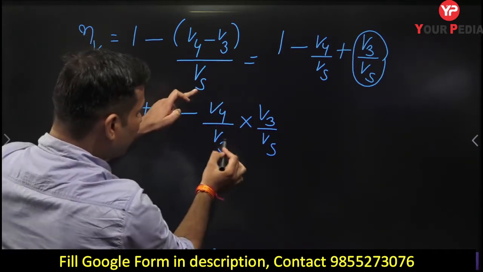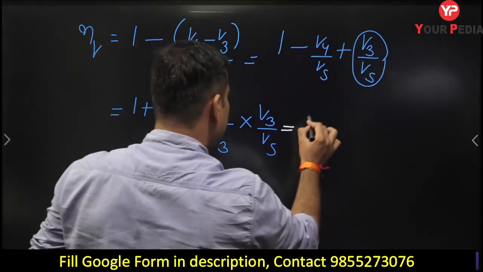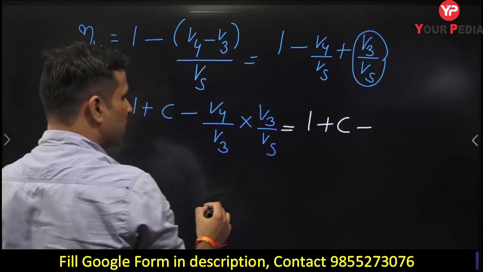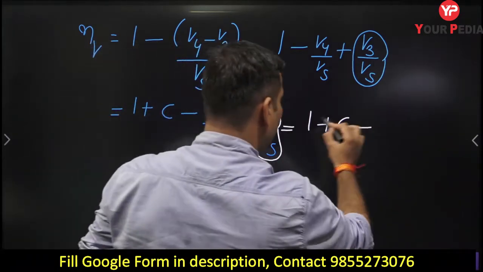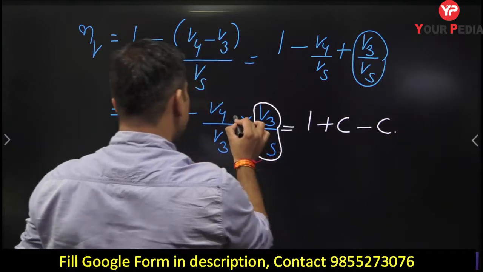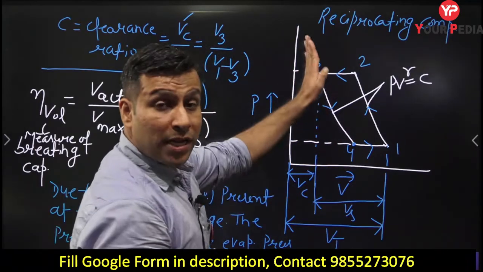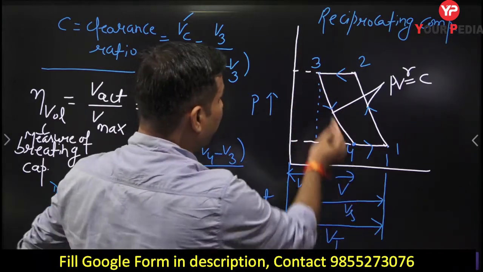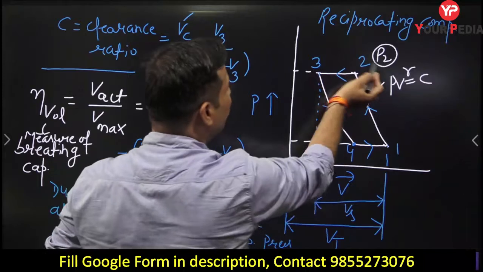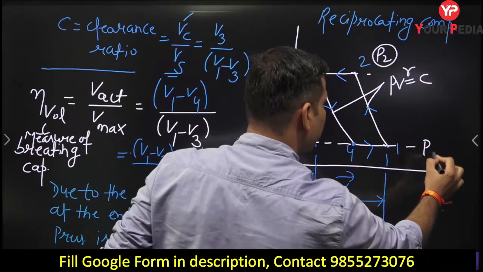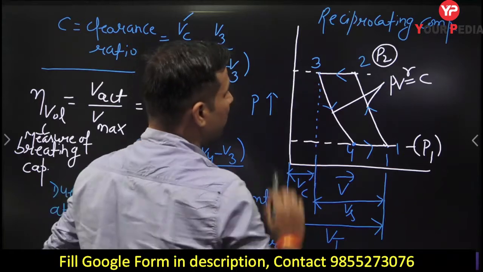इस V4 by Vs को मैंने क्या कर दिया? I divided by V3 multiplied by V3. Okay. So further you can write it like that, 1 plus C minus. What is this V3 by Vs, guys? Again this is C. So 1 plus C minus C into, what is this V4 by V3? This V4 by V3 is actually an isentropic expansion, and for this, suppose this is the high pressure, P2, I can write it as P2 because P2 equal to P3, and I can write this as P1. This lower pressure is P1, this is the high pressure P2, okay, and this is the isentropic expansion process.